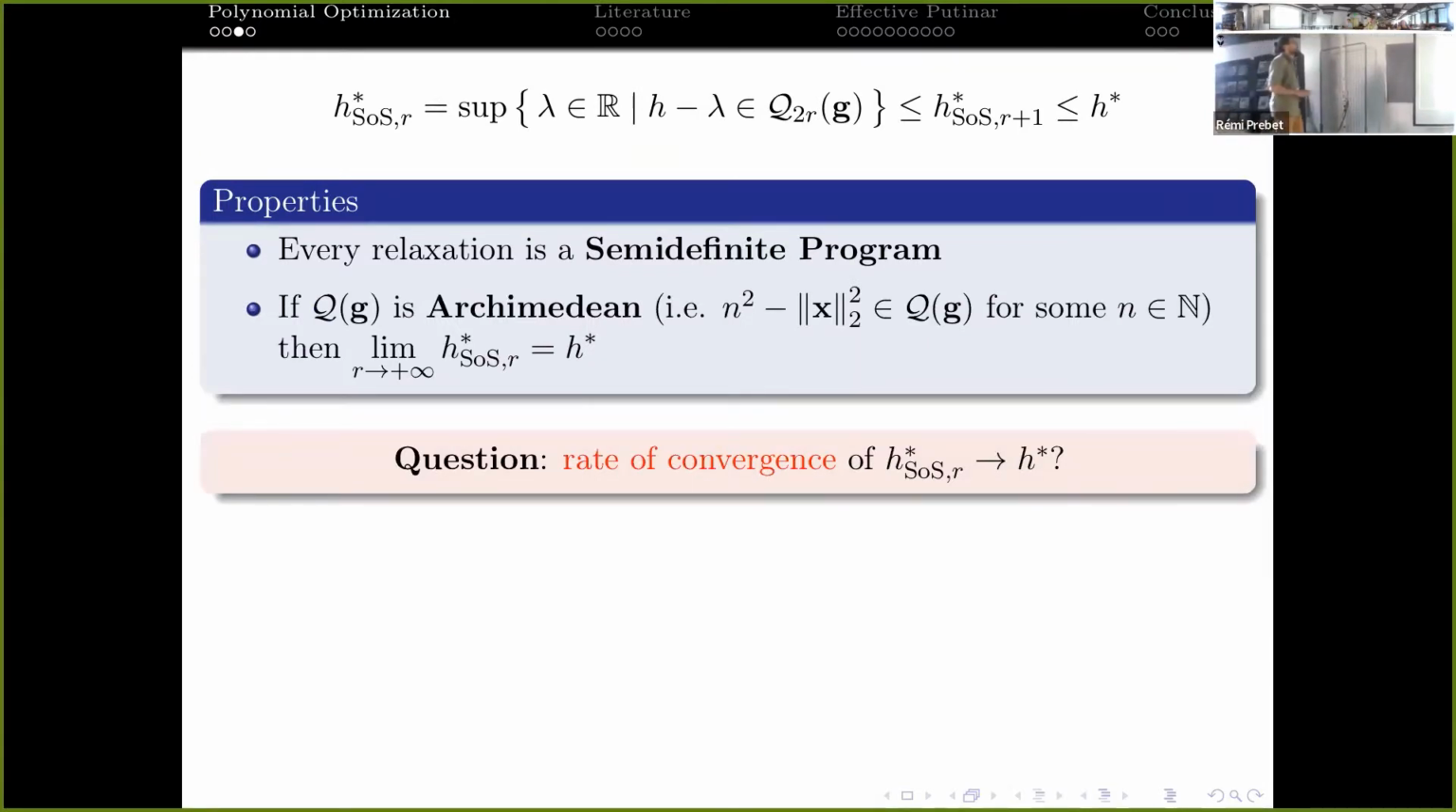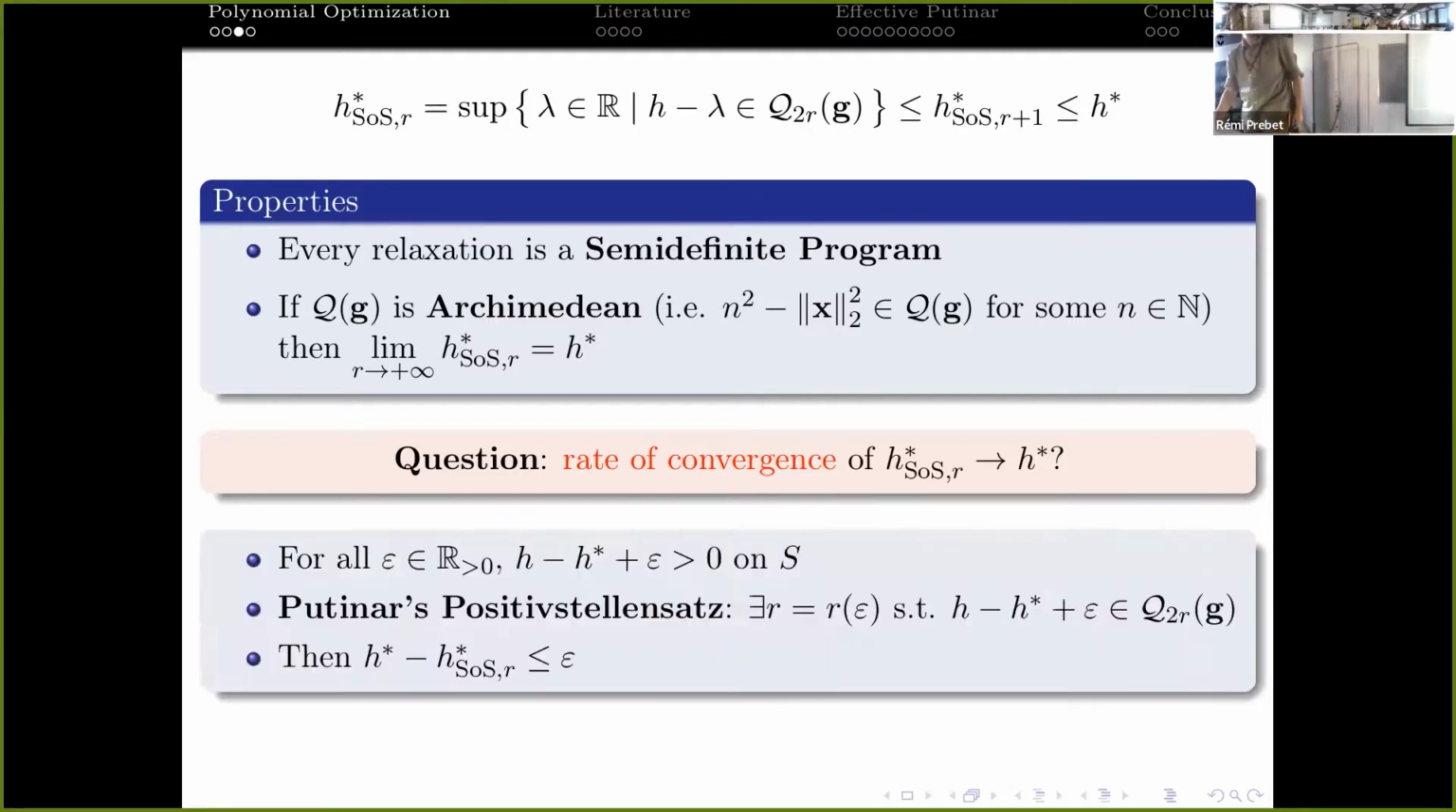And the important thing is that if the quadratic module is Archimedean, so this means that a ball constraint belongs to the quadratic module, then we have convergence of these lower approximations to the minimum h star as the order of the approximation r goes to infinity. And the question that we want to investigate is the following. What is the rate of convergence of this lower approximation to h star?